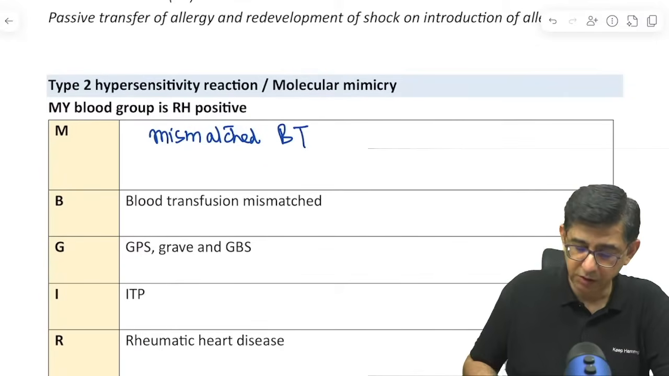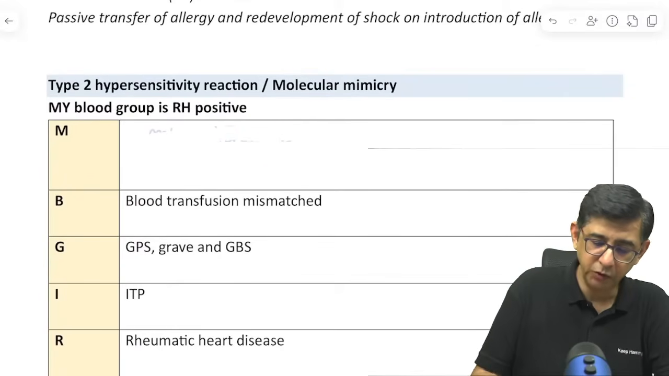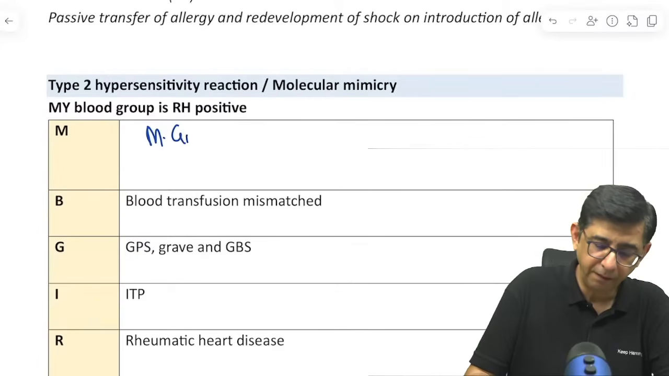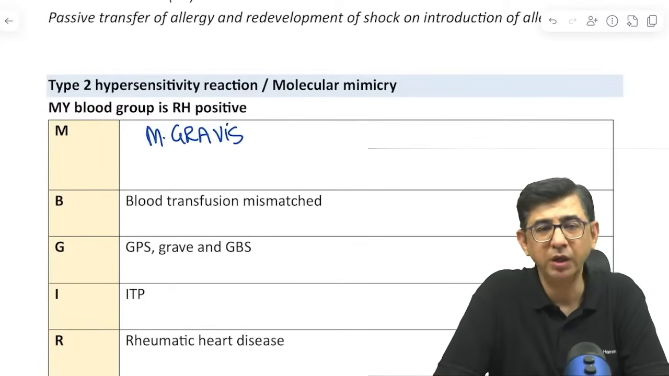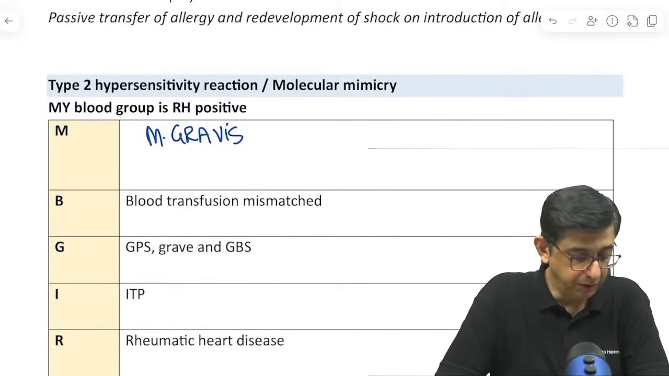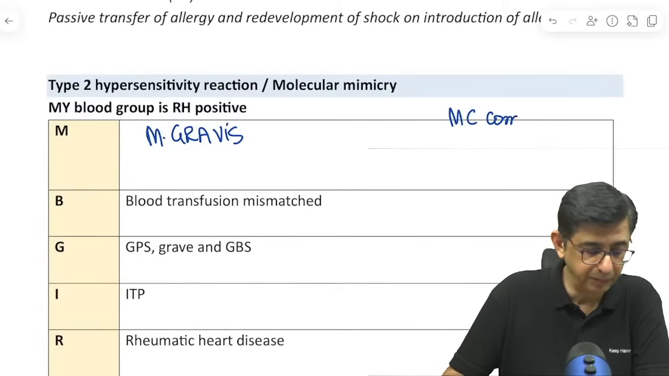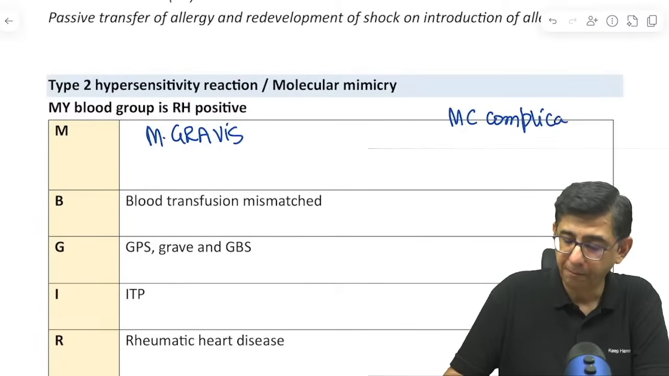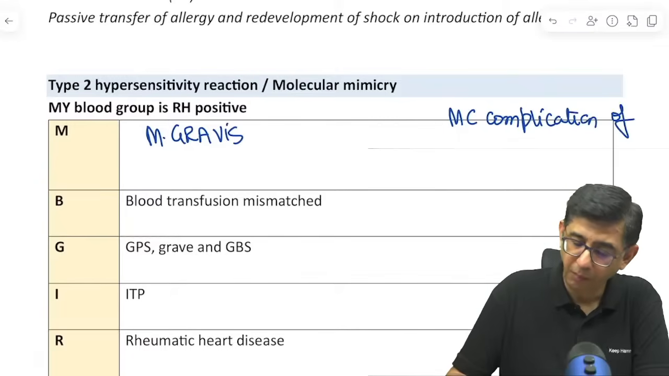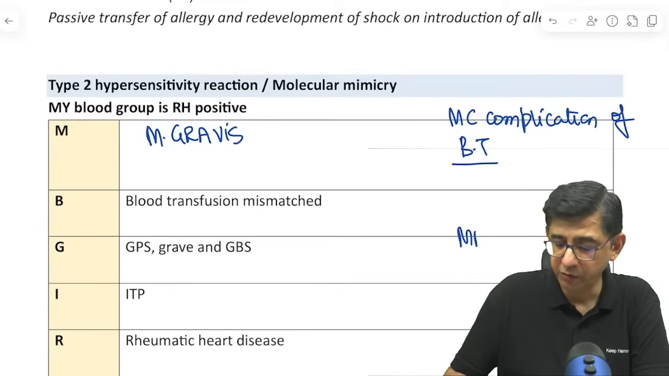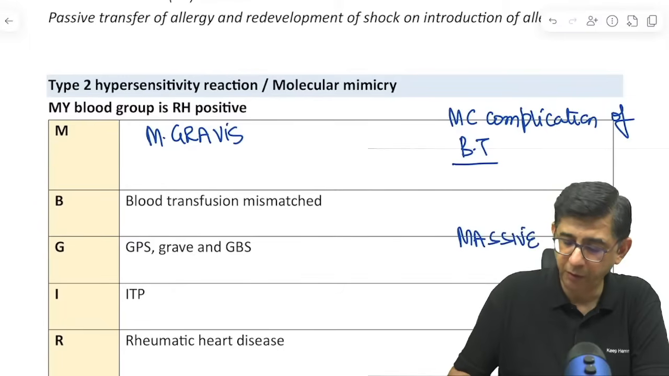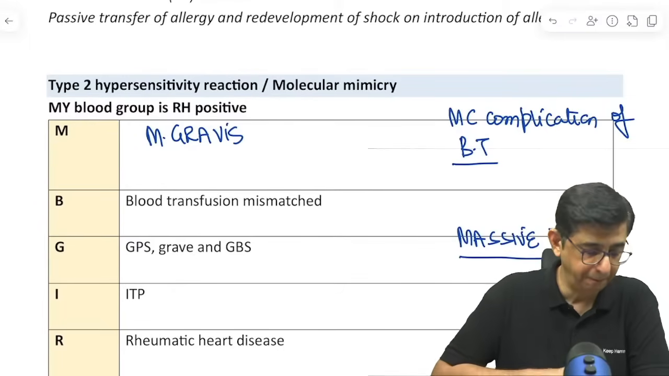Okay, the first one is myasthenia gravis. Blood transfusion mismatched is given already. M is myasthenia gravis, then mismatched blood transfusion and the remaining ones. Yes, guys. Can I have answers to what is the most common complication of blood transfusion? And then if you give massive transfusion, what will be the complications from electrolyte perspective that would be seen?